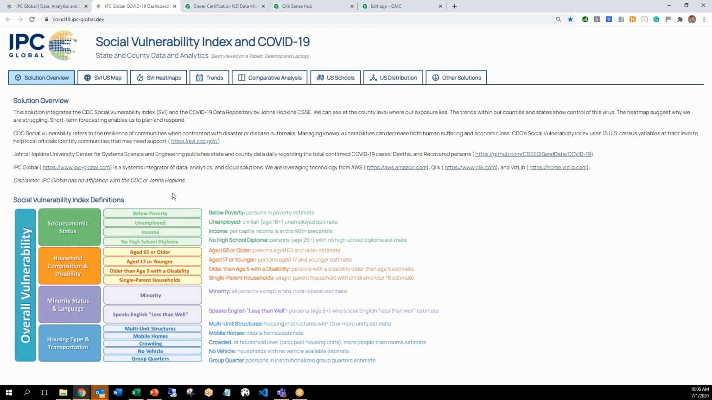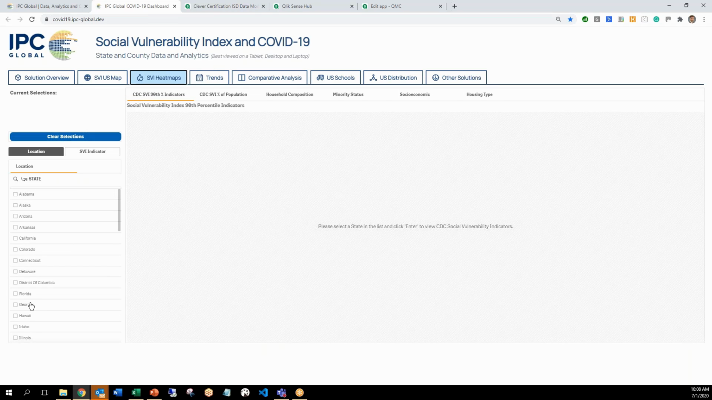So we brought together 3 key pieces of information: the CDC SVI, social vulnerability, the Johns Hopkins data, and your school district data, and we integrated that across the site and then down into the schools. So let's take a real quick look at a little bit more on social vulnerability here.